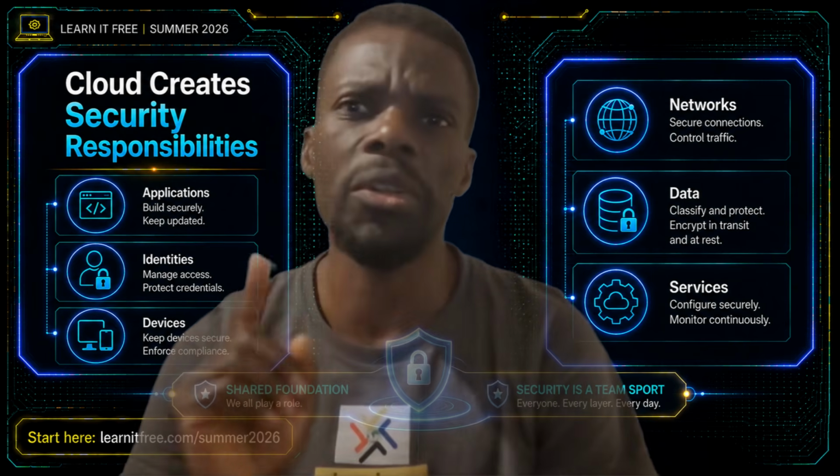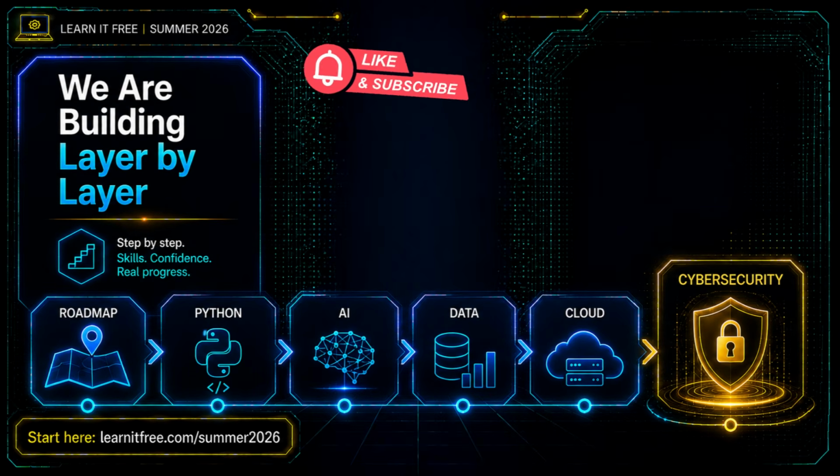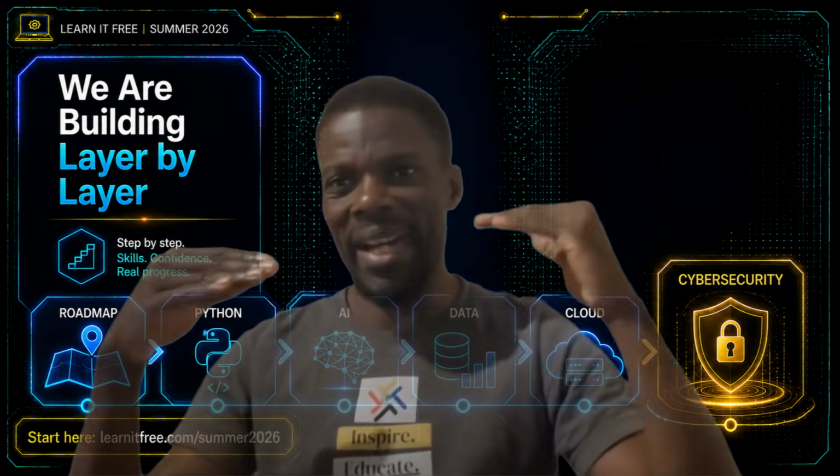So today's Cloud Foundation helps you understand why security matters. Because cloud systems do not just run apps, they also store data, they move data, they process data, they expose services, they manage identities, connect users, and support business operations. That is why this order matters. Your roadmap: Python, AI fluency, SQL, data and analytics, cloud big three, then cybersecurity. We are building layer by layer.